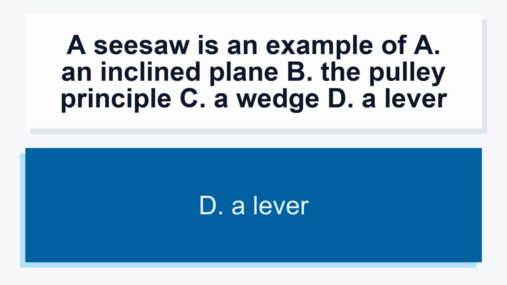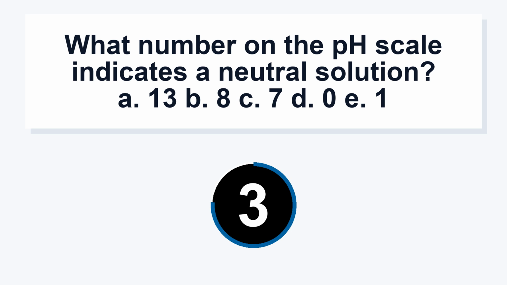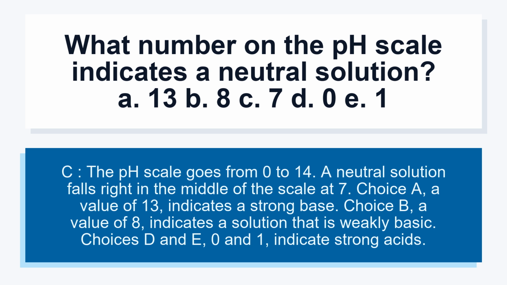What number on the pH scale indicates a neutral solution? A, 13. B, 8. C, 7. D, 0. E, 1. C. The pH scale goes from 0 to 14. A neutral solution falls right in the middle of the scale at 7. Choice A, a value of 13, indicates a strong base. Choice B, a value of 8, indicates a solution that is weakly basic. Choices D and E, 0 and 1, indicate strong acids.